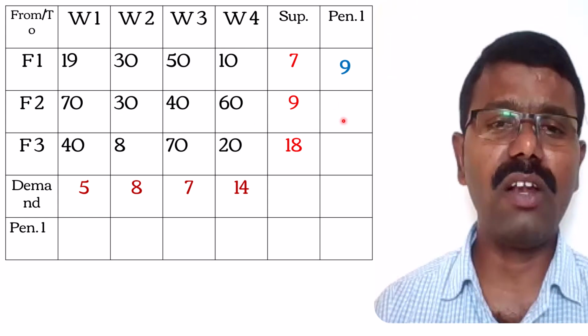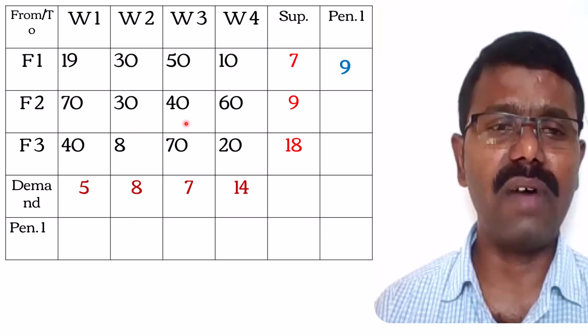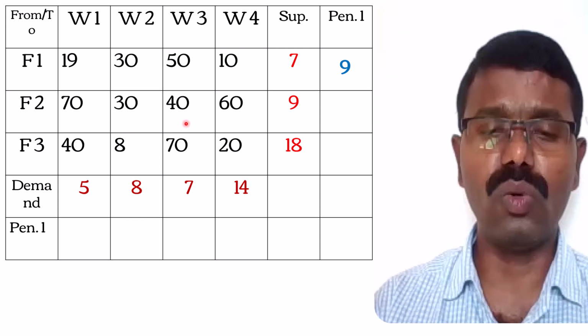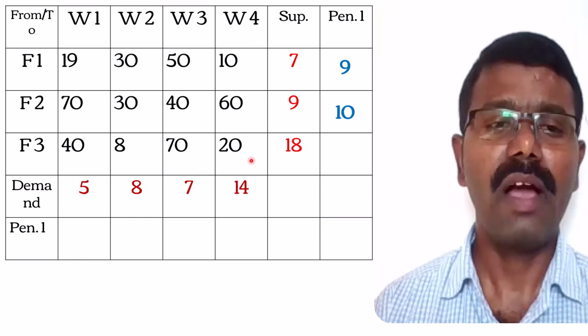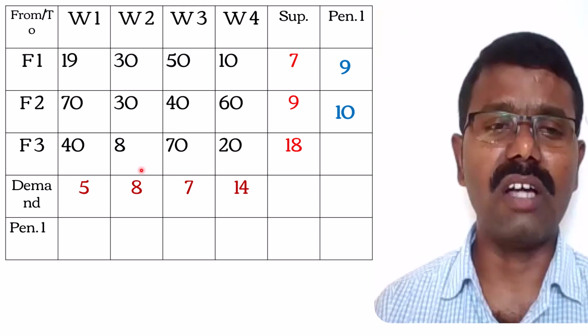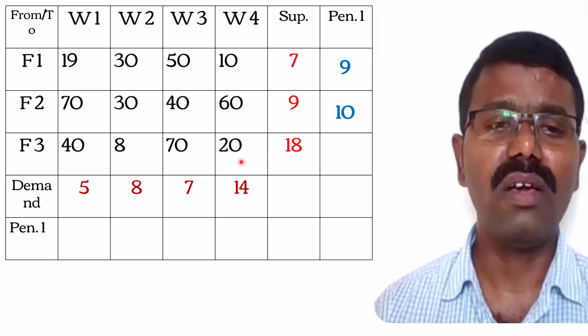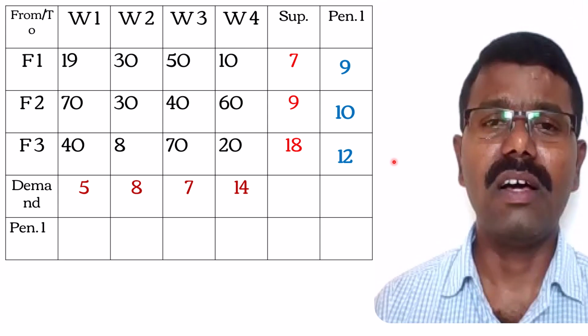In the second row, the least cost is 30, the next least cost is 40, the difference between these two, 40 minus 30, 10 is the penalty. And in the third row, the penalty is the difference between the two least costs. So the least cost is 8, the next least cost is 20, 20 minus 8, 12 is the penalty.